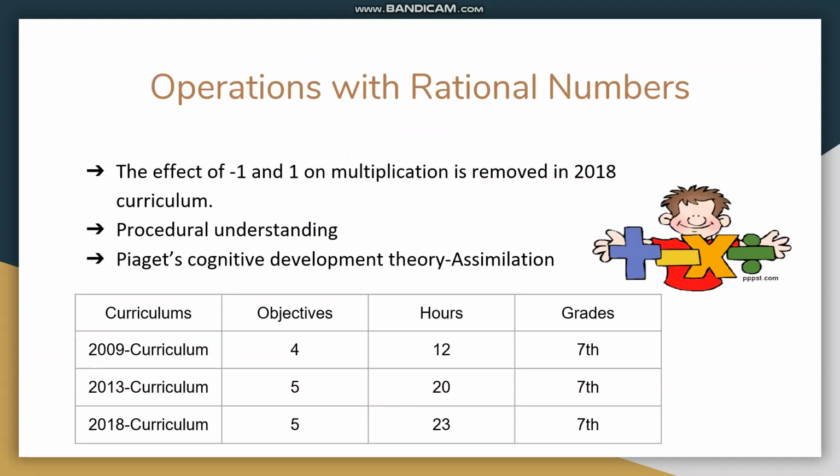The third one is operations with rational numbers. It includes 4 objectives in the current curriculum. There is no explanation about models and estimation, so we decide students should do operations by recognizing properties without using estimation and models. Therefore, the primary aim of these objectives is improvement of standard algorithm and procedural understanding. Moreover, students can assimilate the operations with rational numbers from previous knowledge, which is operations with fractions. The effect of -1 and 1 on multiplication is removed in the 2018 curriculum because it is taught in integers. Therefore, the current curriculum is away from repetition.